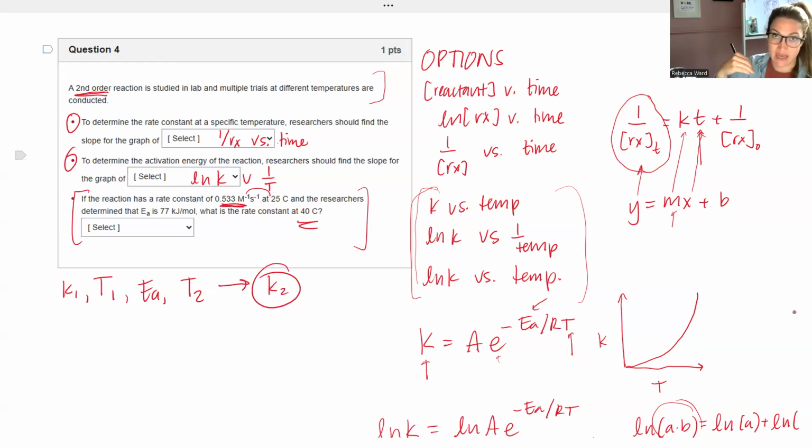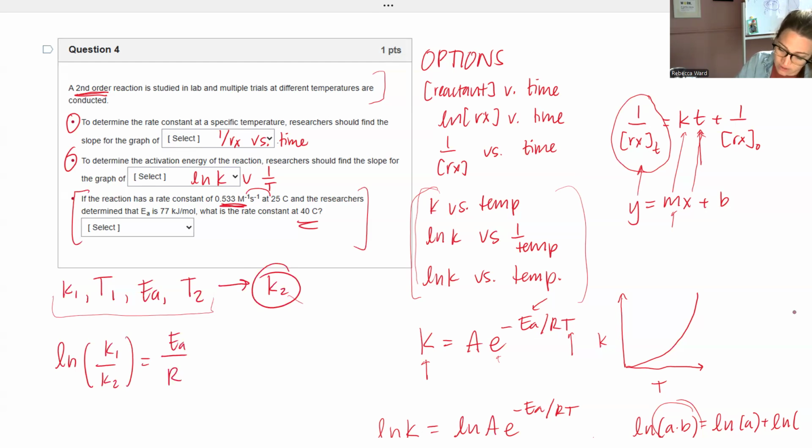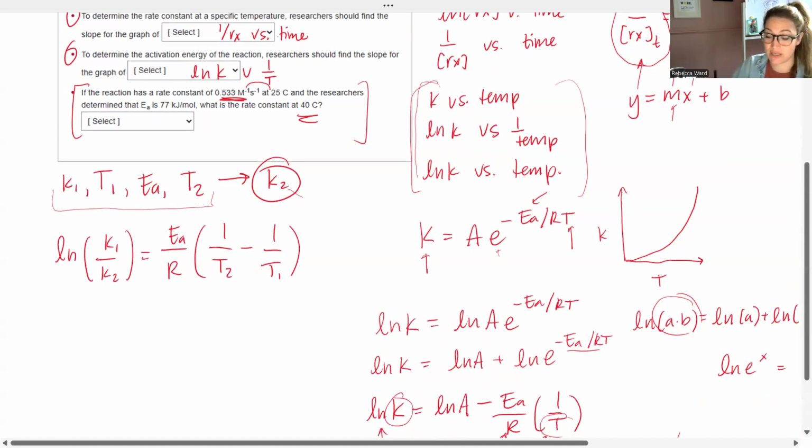And so on the exam, if I got this question and I was feeling overwhelmed by it, I would go to my equation sheet and say, okay, what equation can I use? Or what equation on that sheet has these four variables? And you would find the two-point Arrhenius equation. So that's ln of K1 over K2 equals EA over R times 1 over T2 minus 1 over T1. And that is an equation you have, okay? So that's given to you. You just need to notice that you have 4 of the 5 variables.